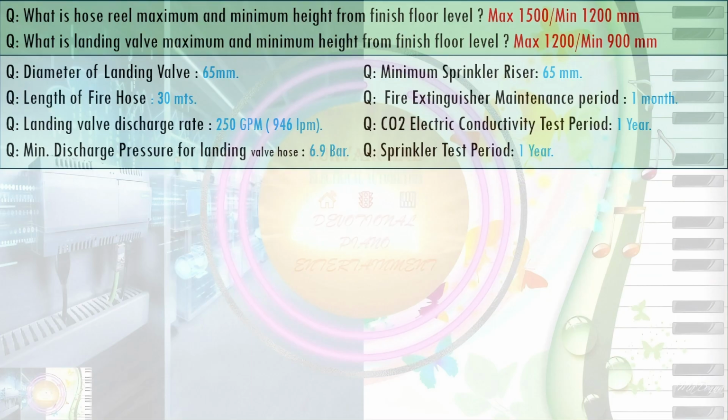The fire extinguisher maintenance period, that is 1 month. Every month you have to test, you have to observe. CO2 electric conductivity test period 1 year. Sprinkler test period 1 year.